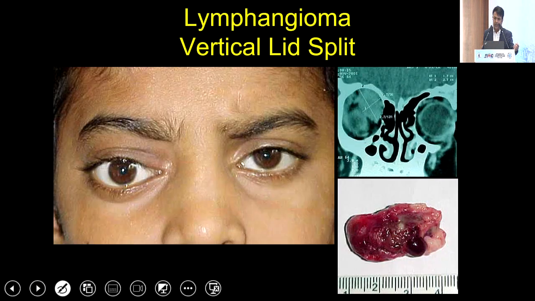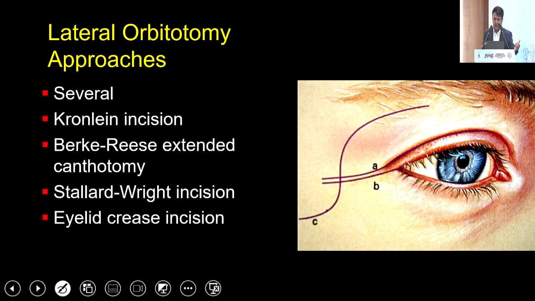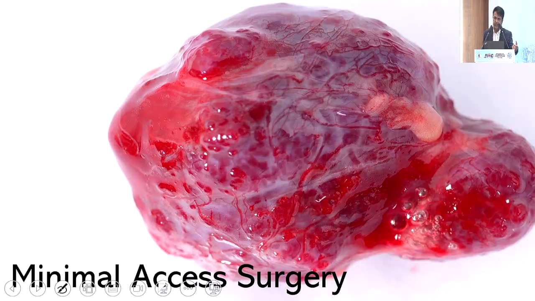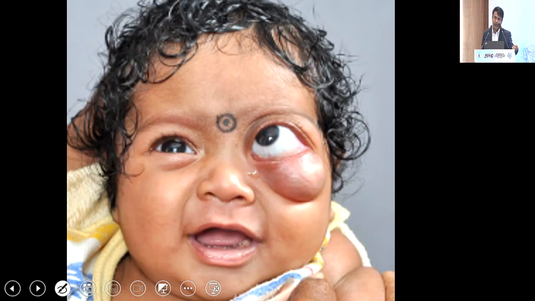For patients of this sort, dermoid, obviously lymphangioma, you can do a vertical lid split. This could be dealt with by a subbrow incision for an incisional biopsy. These are some of the lateral orbitotomy incisions. But what is really caught on is minimal access surgery. These are the transconjunctival approaches here, which could give you access to the medial, inferior, and lateral orbit. We generally go by the transfornical approach rather than the transperilimbal approach.